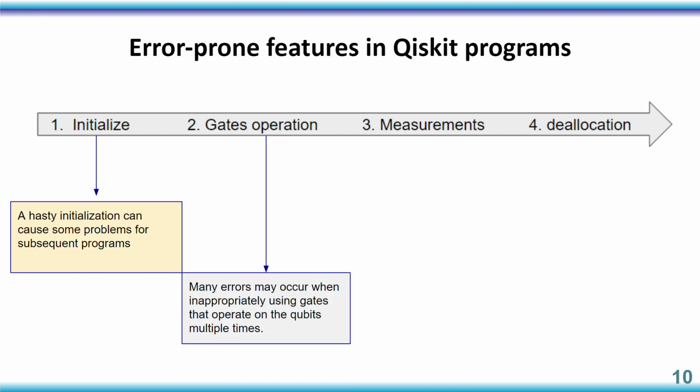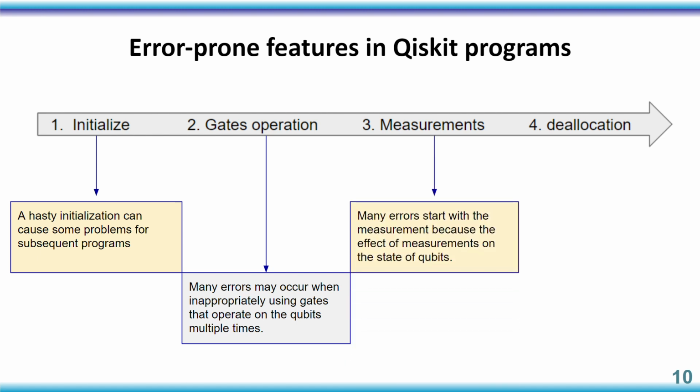For gate operation in Qiskit, control gates are parameterized by 2 qubits, and the double controlled gates require 3 qubits. But this doesn't mean that the double control gates operate on 3 qubits at the same time, so many errors may occur. For the necessary measuring operations, the qubit that has been measured cannot be used as a control qubit to entangle with other qubits.